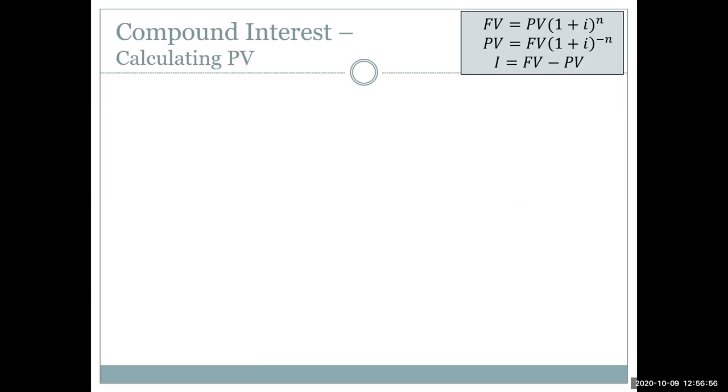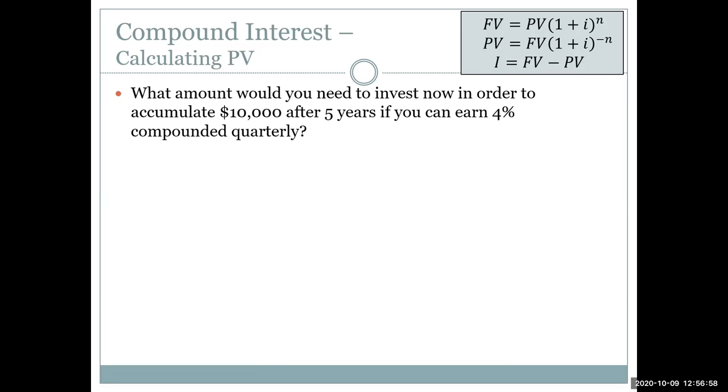Let's take a look at some questions for compound interest. What amount would you need to invest now in order to accumulate $10,000 after 5 years if you can earn 4% compounded quarterly? So here we go. There's our quarterly rate, our J4, 4%.